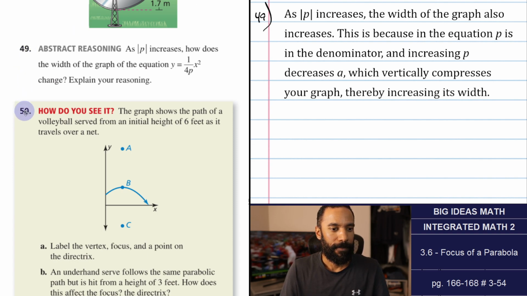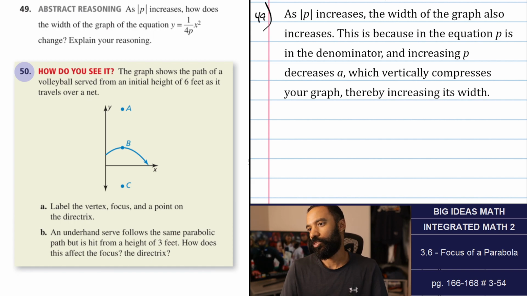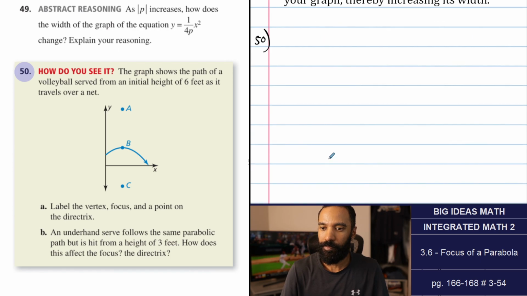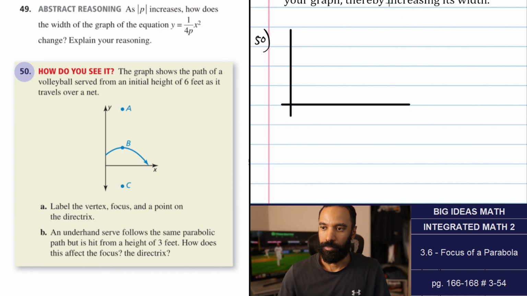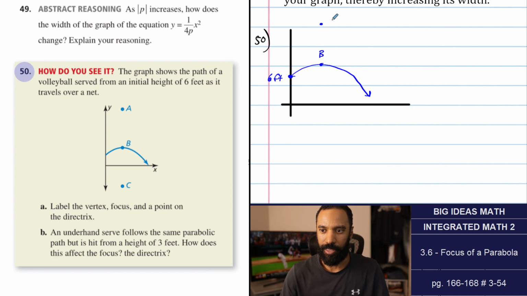Okay, number 50. The graph shows the path of a volleyball served from an initial height of 6 feet as it travels over a net. They don't even put the 6 on that, so I'm going to do something like that. So we have the serve, 6 feet above ground right there. And it hits some arc, some point at B. I don't know what we're going to do with this yet. And it's working down that way. Parabolic arc. There's some A, there's some C. We're going to refer to that in a bit.